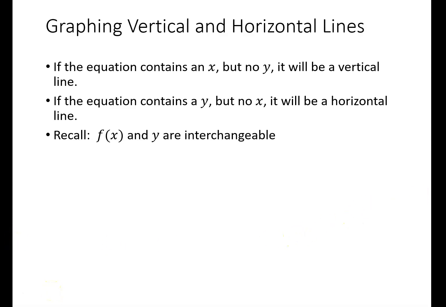If the equation contains an x but no y, so it has an x in it only, and then of course a number or possibly more than one number, it will be a vertical line. If the equation contains a y but no x, it will be a horizontal line. Now, sometimes you may see f of x in the equation. Remember that f of x and y are interchangeable. So if it says f of x equals a number, then it is a horizontal line.